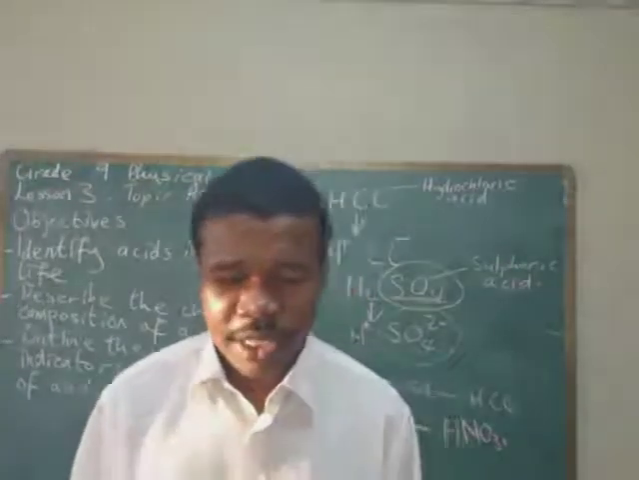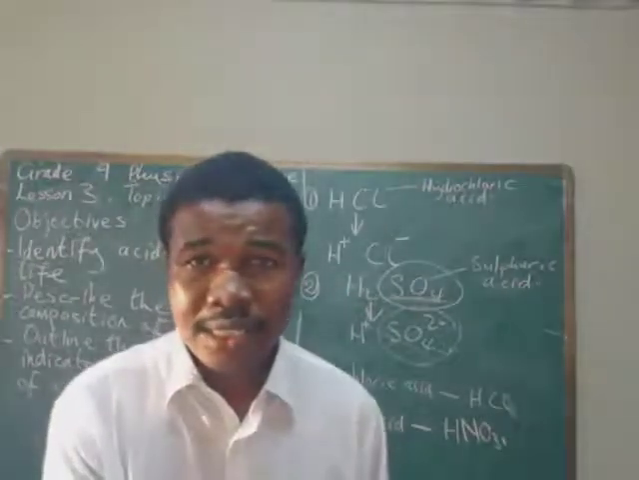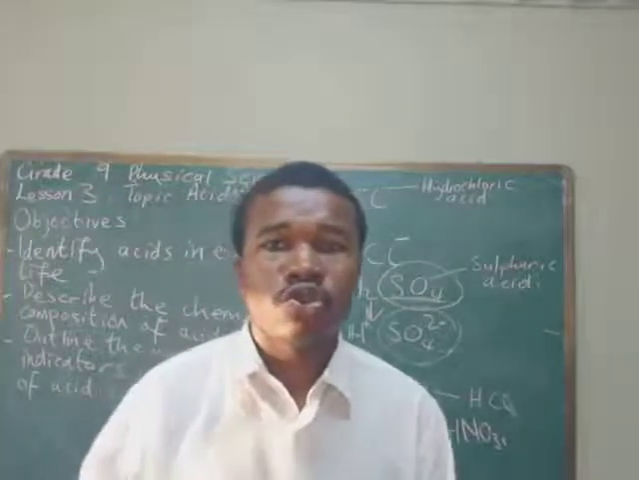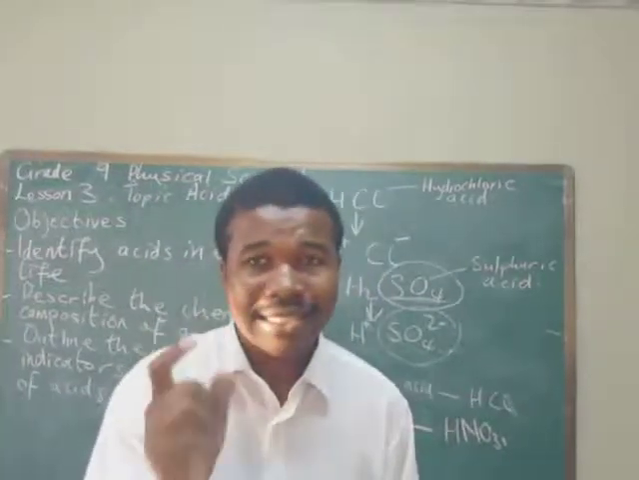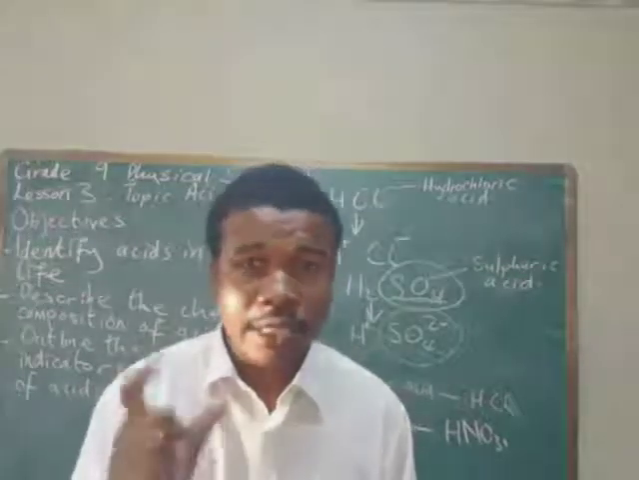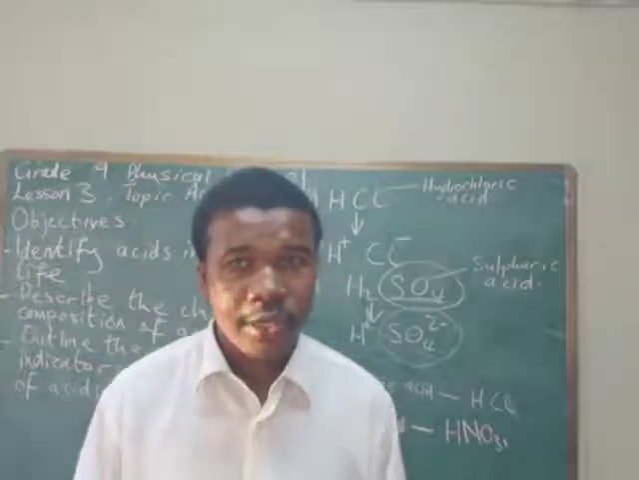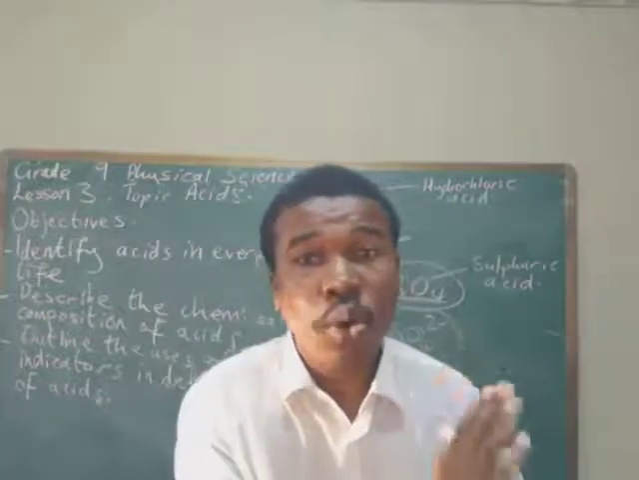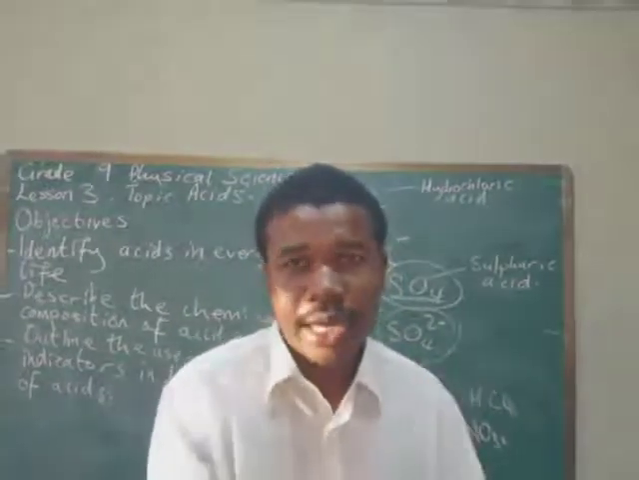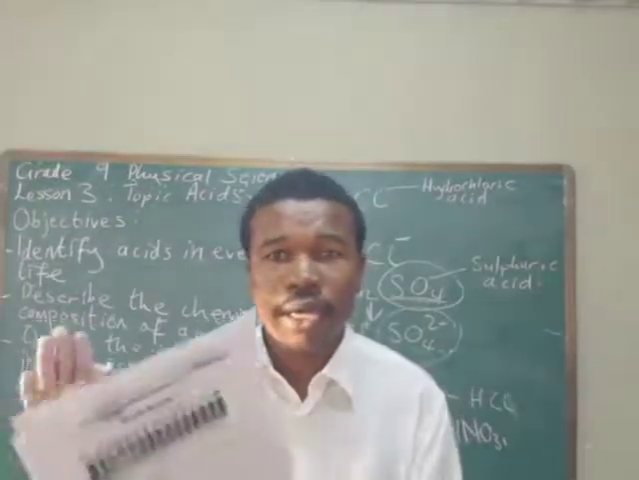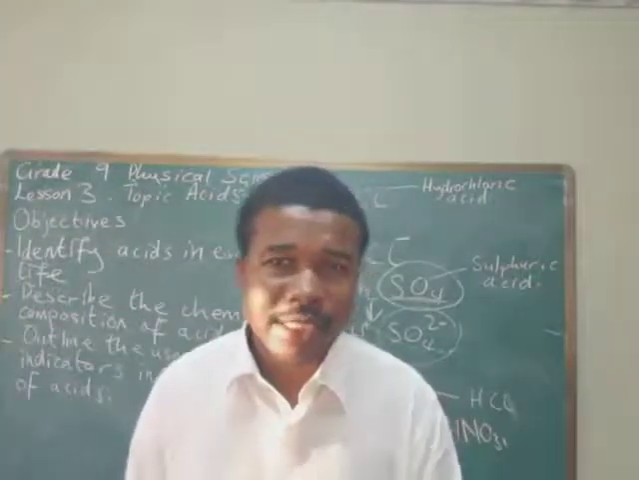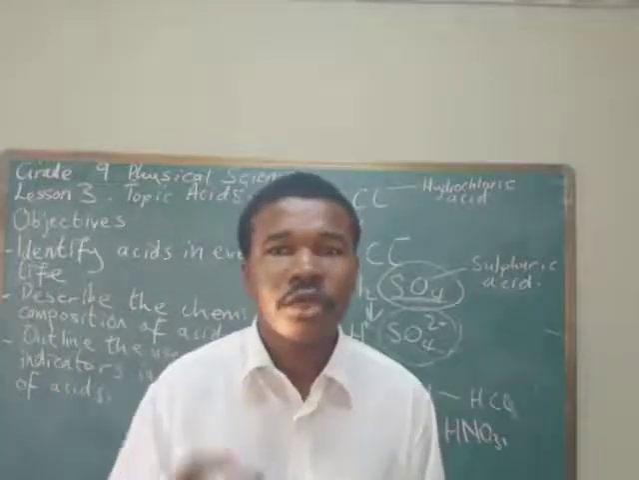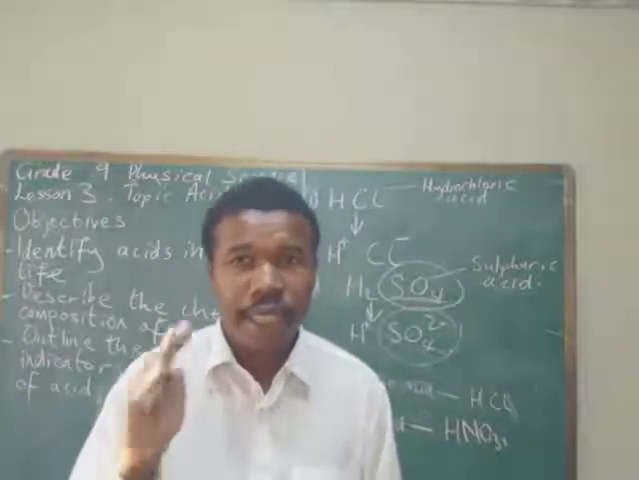SO4 2 minus. You have the nitrate. I even put the one for acetic acid, for the vinegar, is also there. So it shows you how your acid decomposes or breaks down when it's placed in water. The acid is composed of a positive cation, which is always hydrogen, H plus, and a corresponding anion. In some cases, it can be the nitrate ion, the sulfate ion, or the chloride ion, depending on the acid you are dealing with.